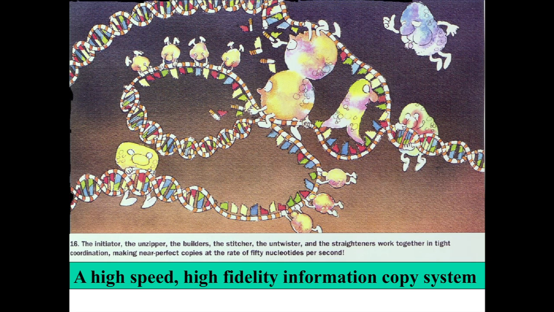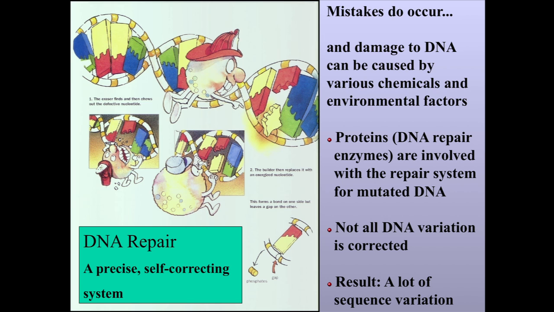So this then together works as a high-speed, high-fidelity information copying system, and hopefully it makes very few mistakes. But mistakes do happen. Sometimes an A goes in where a T should go. And this creates problems on the one hand. Certainly this is the basis of a lot of genetic diseases. Certainly diseases like cancer are involved in these types of mutations.